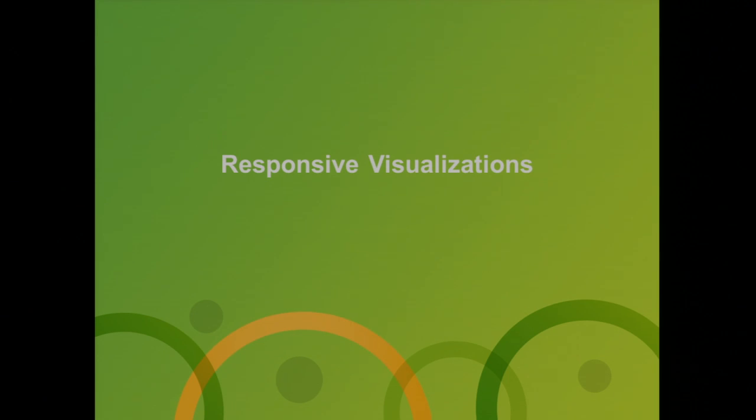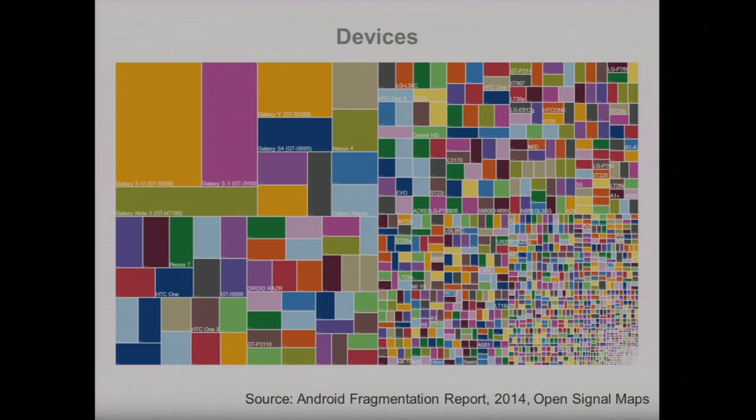Third area, responsive visualizations. So we're all used to watching a visualization on a projector, 1024, 1280, or something like that. What happens when you take a visualization to an Android device? This is the amount of devices available for Android. And this is how many people have a certain device.